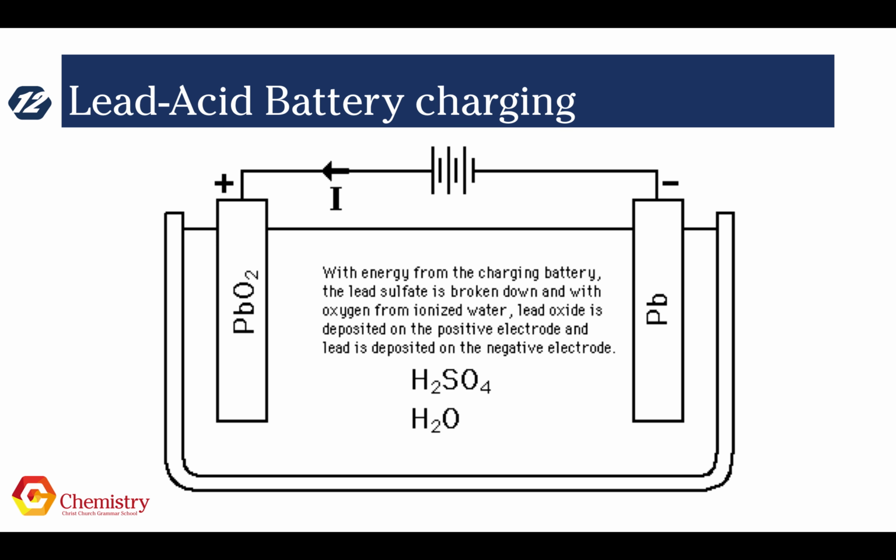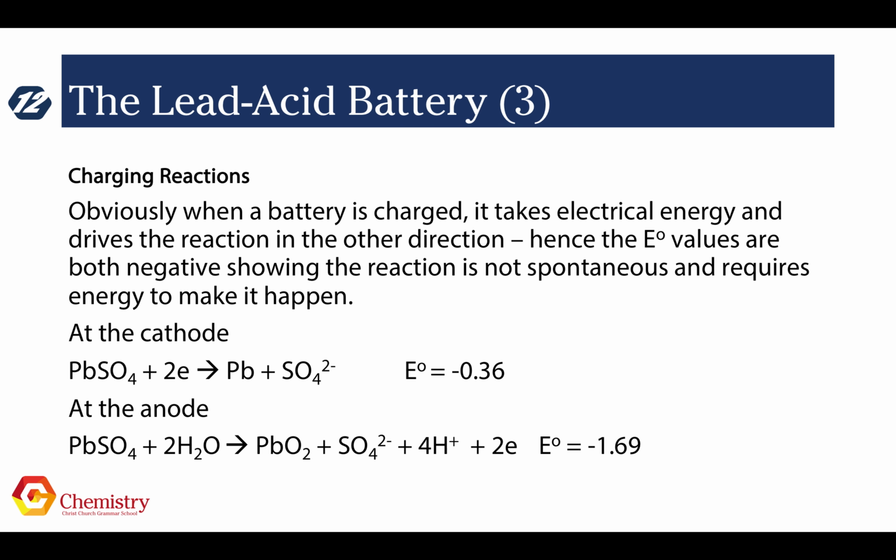So let's have a look at those equations. So at the cathode, this is what's happening. We get lead sulfate, and when we supply 2 electrons, we form our lead, and you'll see that has an E0 of minus 0.36, and it's probably worth finding these on the table and also asterisking them so that you know that these are relating to the lead acid battery.